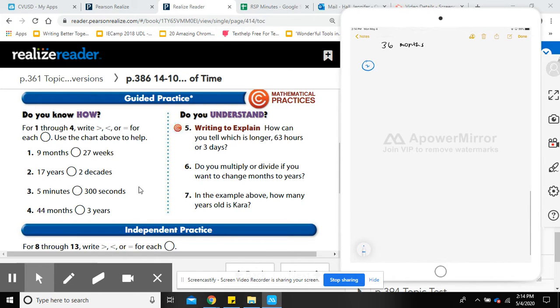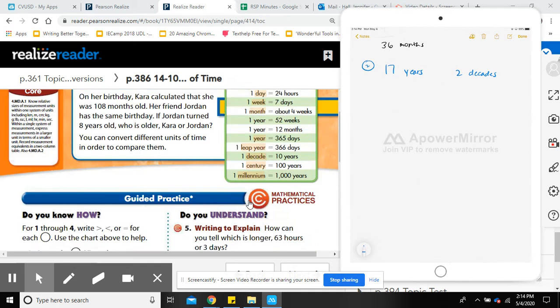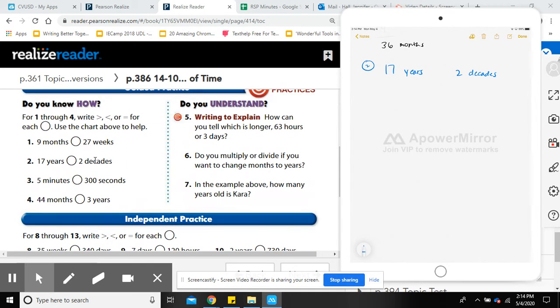So number 2, 17 years and 2 decades. Well, if we look back up here, remember a decade was 10 years. So if it's 10 years and there's 2 of them, we can just multiply by 10. That's 20 years. So 2 decades is equal to 20 years. Well, what's greater, 17 years or 20 years? 20 years is greater. So it's going to be like that. Let's look at number 3.